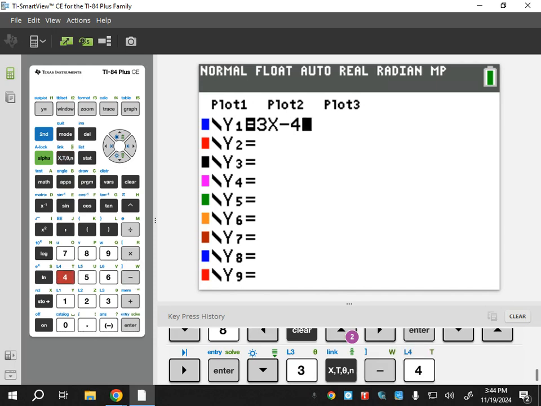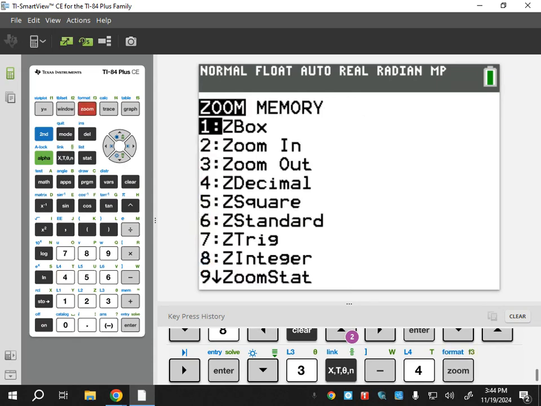To get our picture, you have two options. You could push graph, or you could push zoom. We're always going to go to zoom to get our picture because we want to make sure we have a good starting window. After I push zoom, this screen pops up, which is our zoom options. We're always going to start with zoom 6, which is our standard window. All of these different options have different applications. For us in Algebra 1, we're going to start with 6, zoom standard. So you can go down to 6 and push enter, or you could just push the number 6.